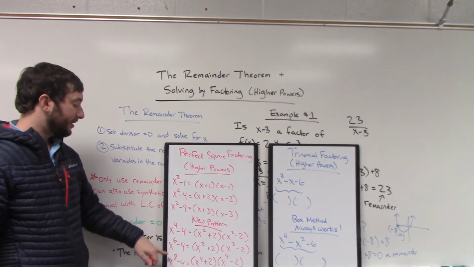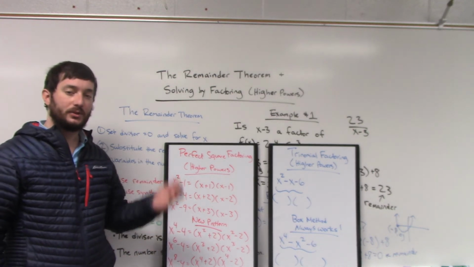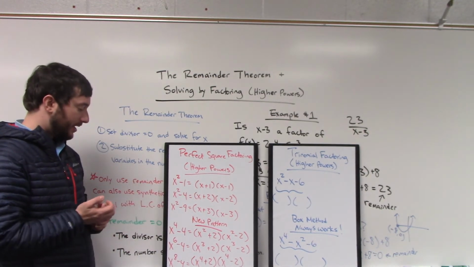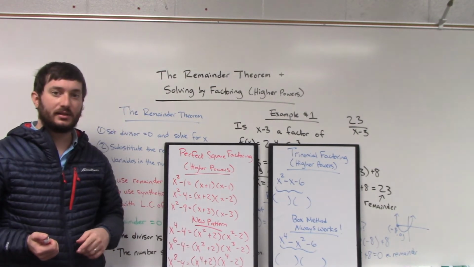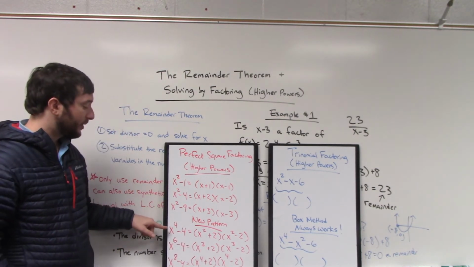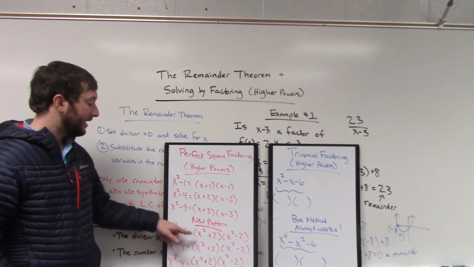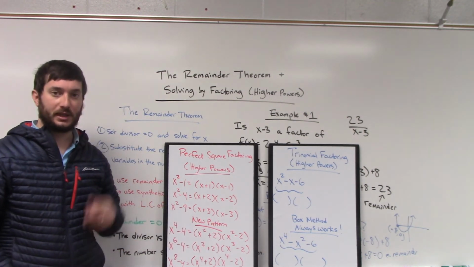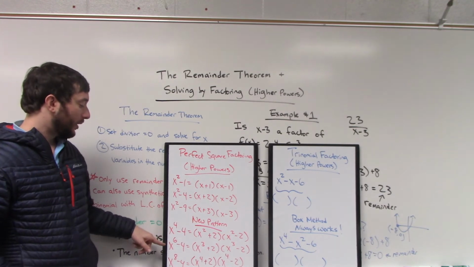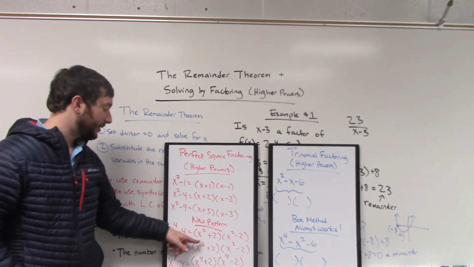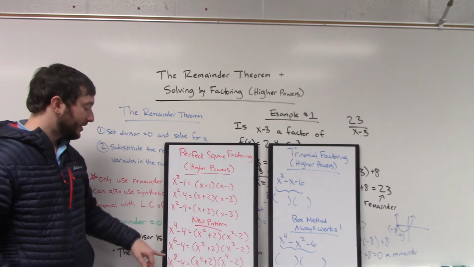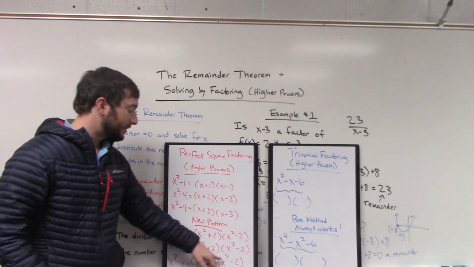The only difference here is that since we have higher powers, we do need to take into consideration what goes in on the left side of these parentheses. Well, we have to think about what times what is x to the 4th. And that'd be x squared times x squared, because 2 plus 2 is 4. What times what is x to the 6th? X cubed times x cubed, because 3 plus 3 is 6. What times what is x to the 8th? X to the 4th times x to the 4th.